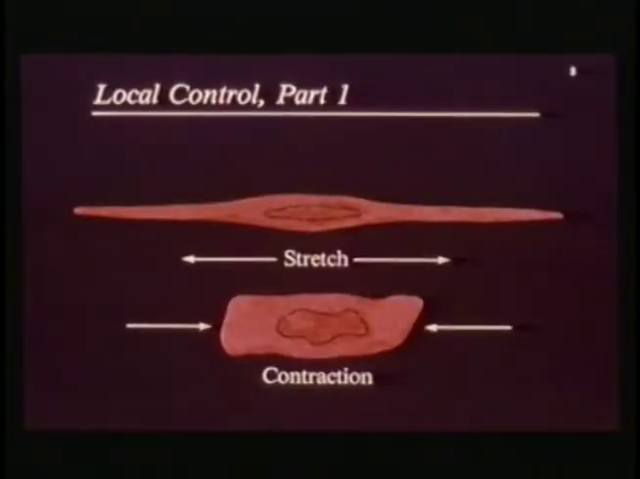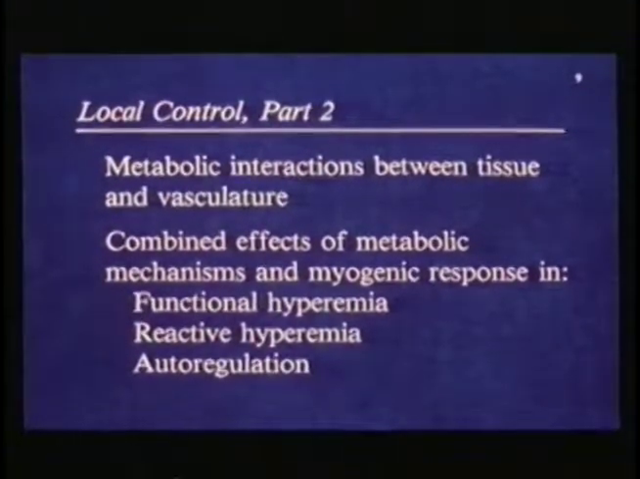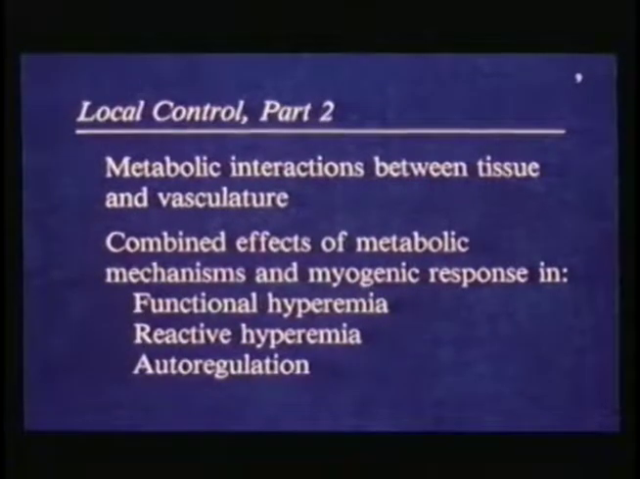In Part 1 of Local Control, we discussed the functional and mechanical characteristics of vascular smooth muscle and described its response to distension. In Part 2, we described the metabolic interactions between tissue and vasculature that balance blood flow and tissue function, and analyzed the combined effects of metabolic mechanisms and the myogenic response in three major phenomena: functional hyperemia, reactive hyperemia, and autoregulation.